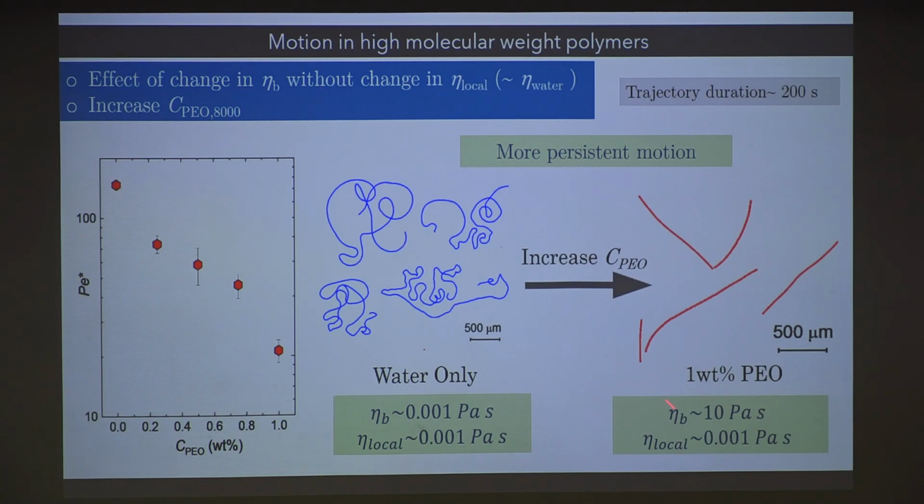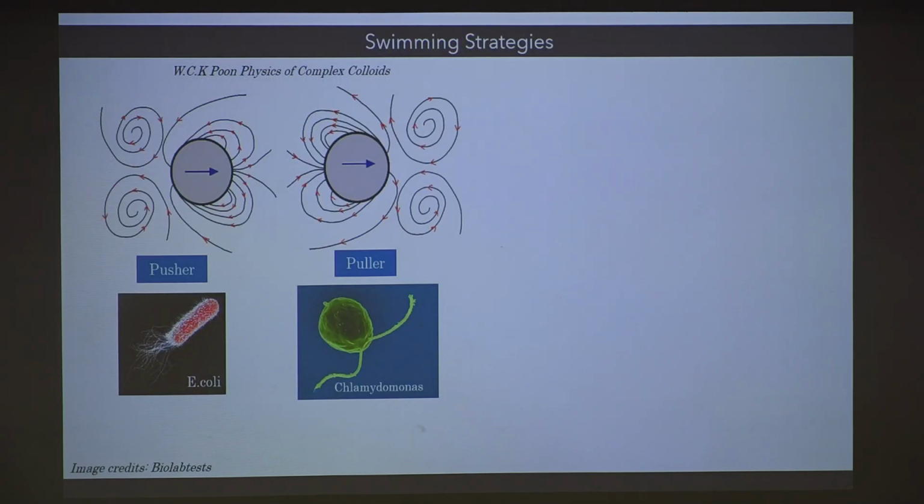Right? And because of that, we are obtaining a regime of very low Peclet number, and droplets are performing an extremely persistent motion. Right? So to further understand this, we decided to look at the swimming modes these droplets are adopting.